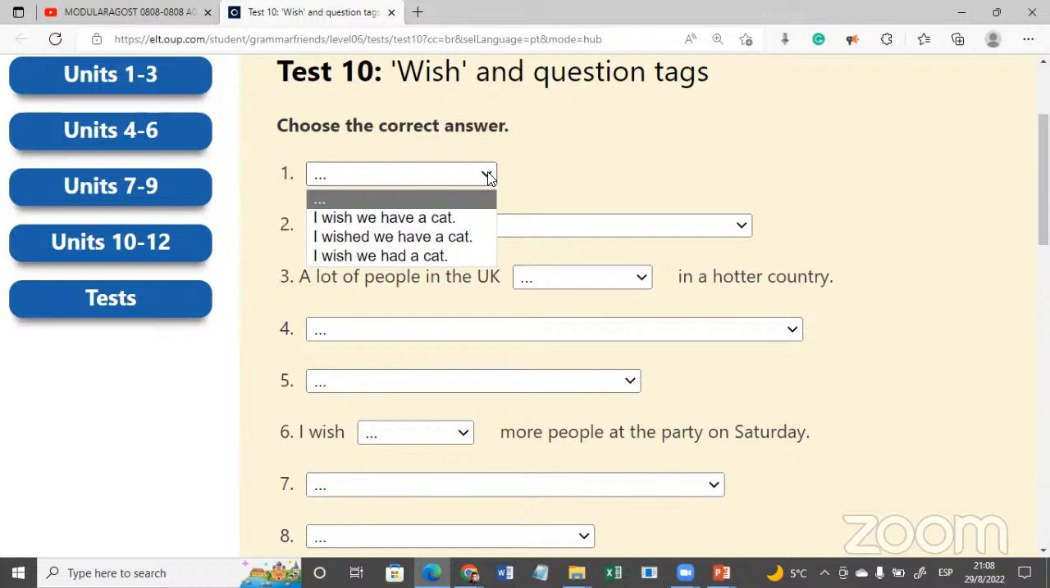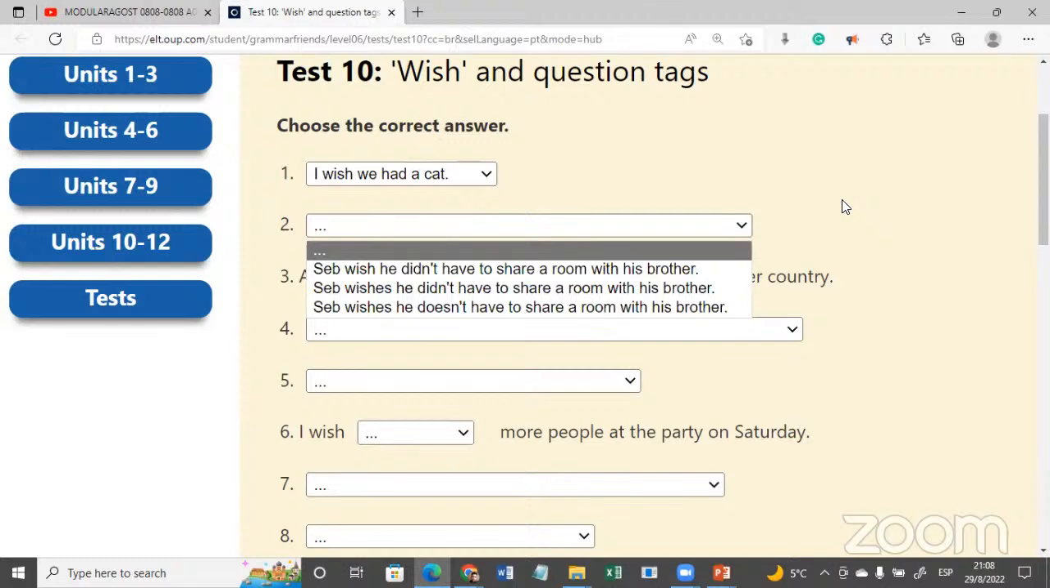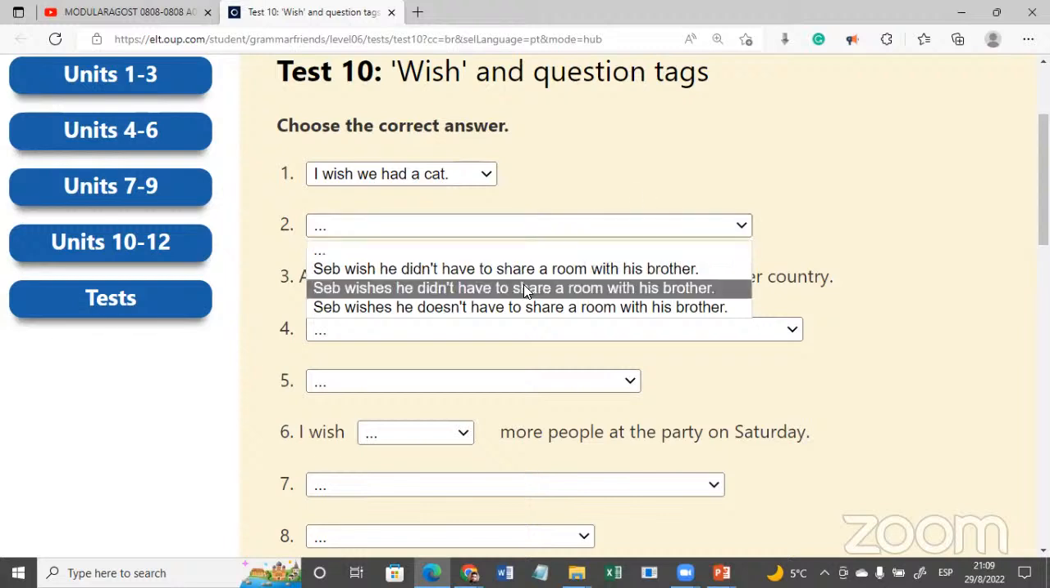I wish we had a cat, probably. The next one, what do you think it is? Just in case, what do you think it is? He wishes he didn't have to share a room with his brother.